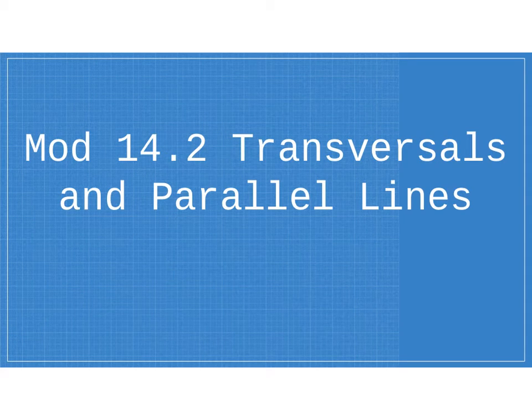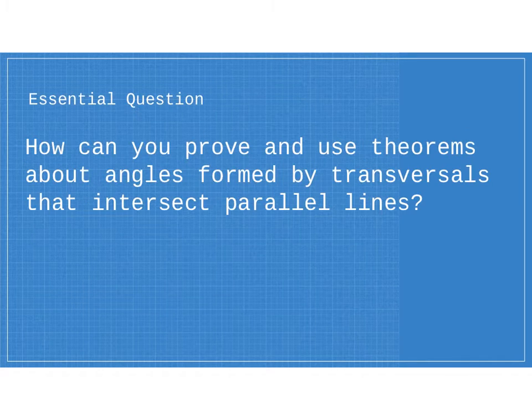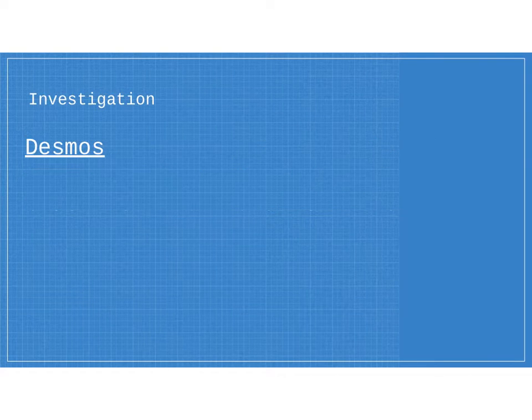Okay, continuing with the idea of intersecting lines, now we're going to jump into transversals and specific parallel lines and the angles that are formed by those. So essential question, how can you prove and use theorems about angles formed by transversals that intersect parallel lines? So we're going to do a little investigation, or we already did this investigation in class already. And so we're going to use those same concepts that we kind of developed through that investigation as we move forward.